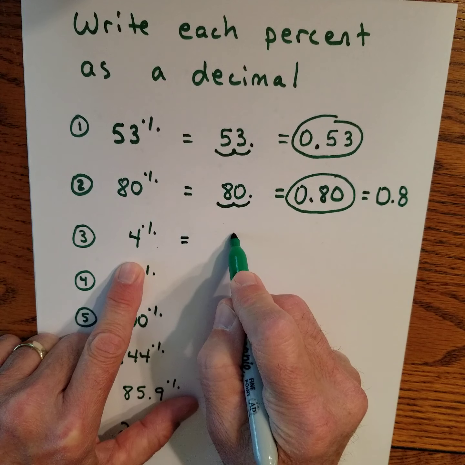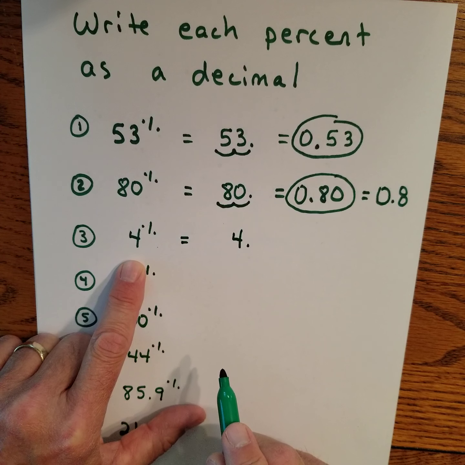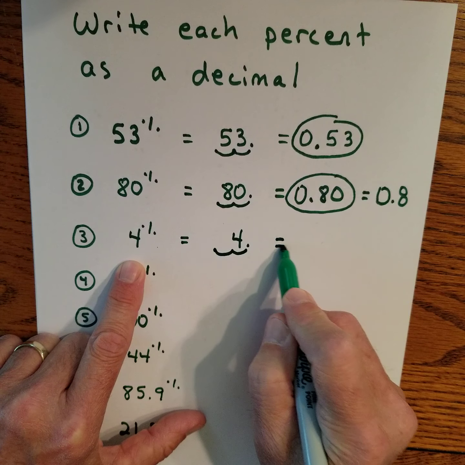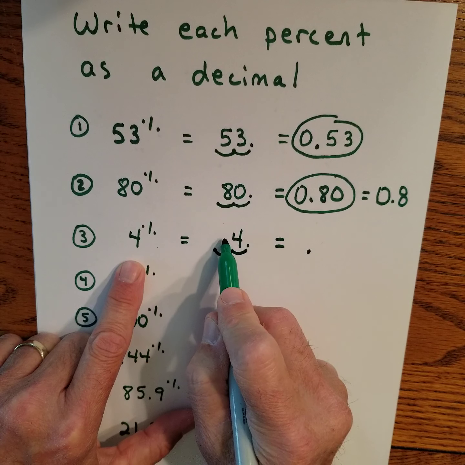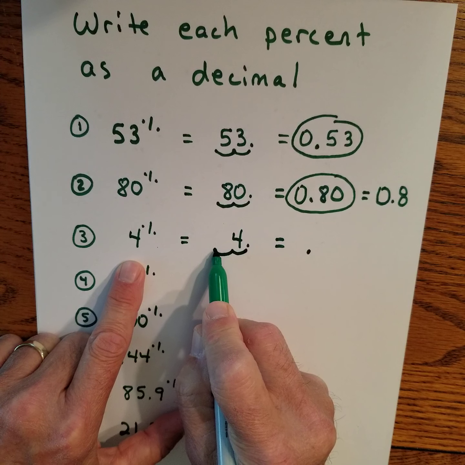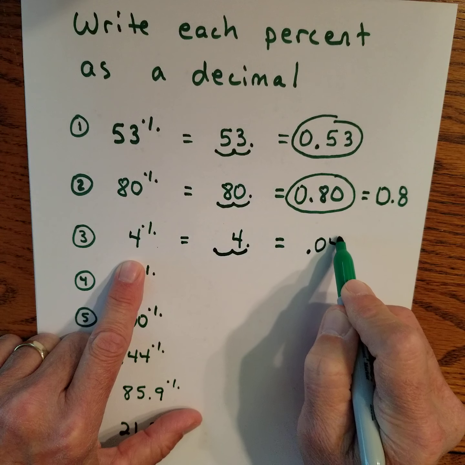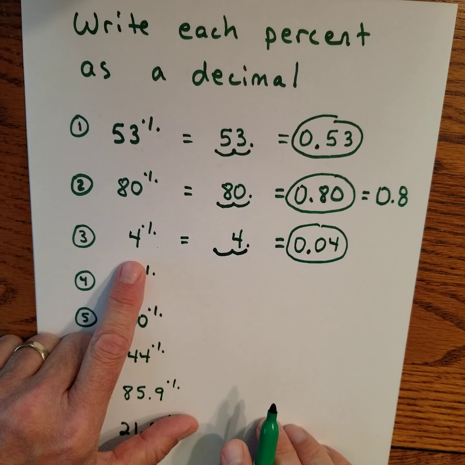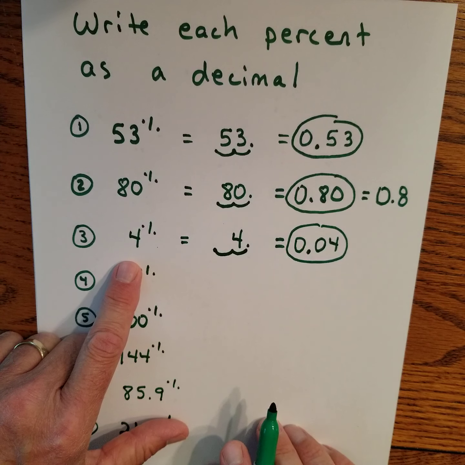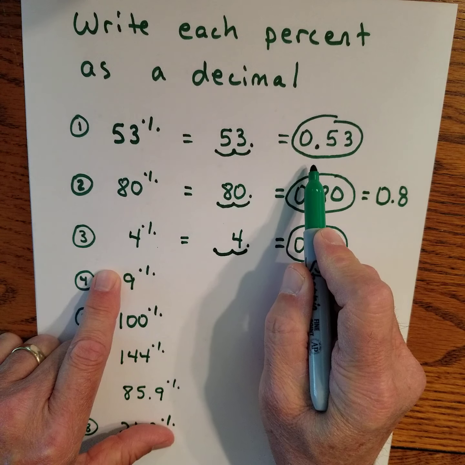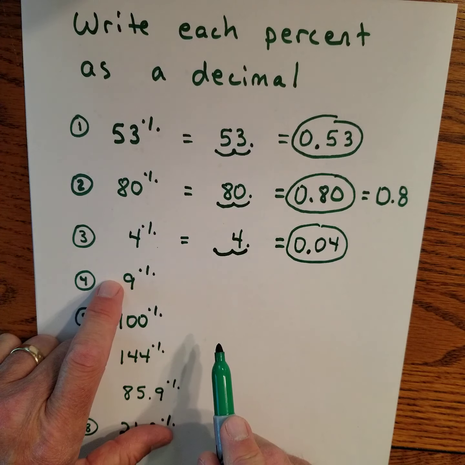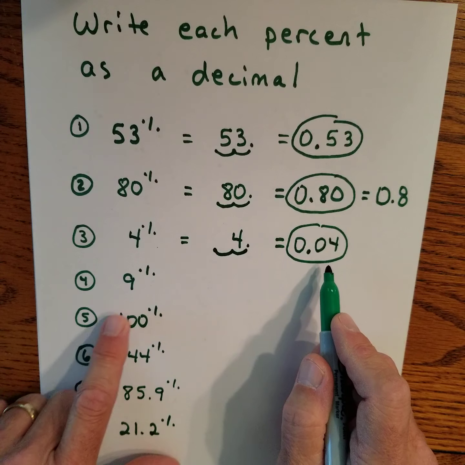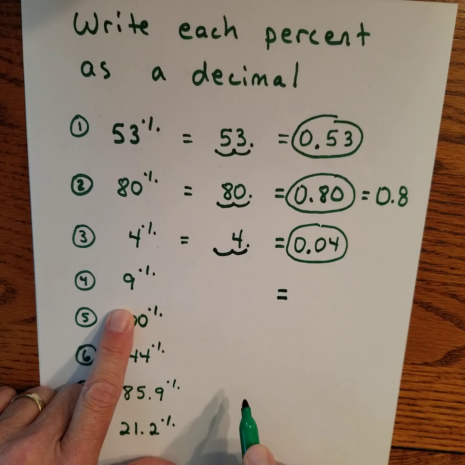4%, start with the decimal point here. To change a percent into a decimal, you move the decimal point 2 spots to the left. When I move 2 spots to the left, notice that there's room for a 0 between the decimal point and the 4. 4% is 0.04. Now, when you do your homework, all you need to do is write down the problem and the final answer. This you do in your head. Write down 53% is 0.53, and 4% is 0.04, and 9% is 0.09.